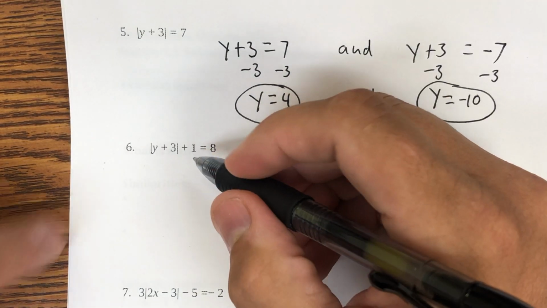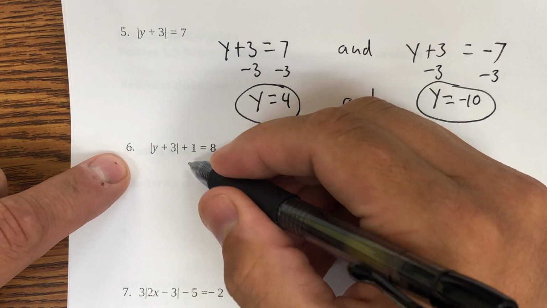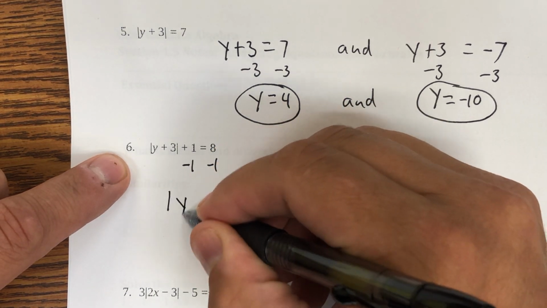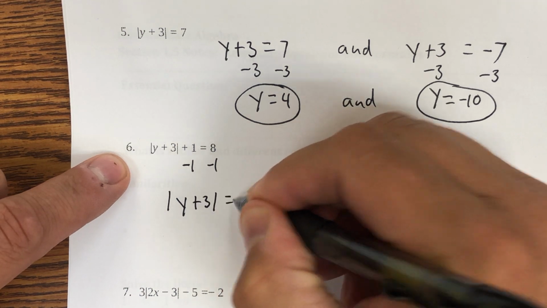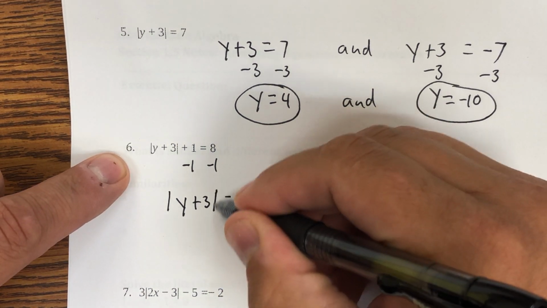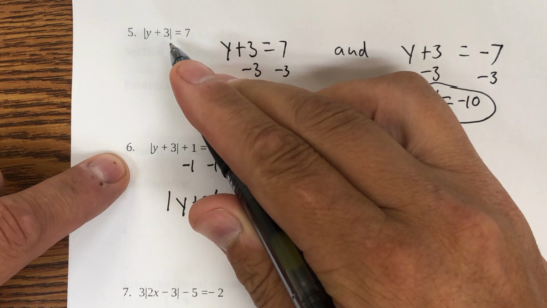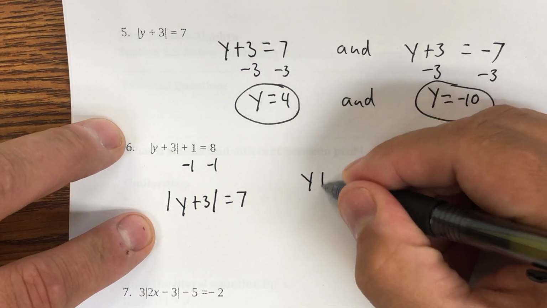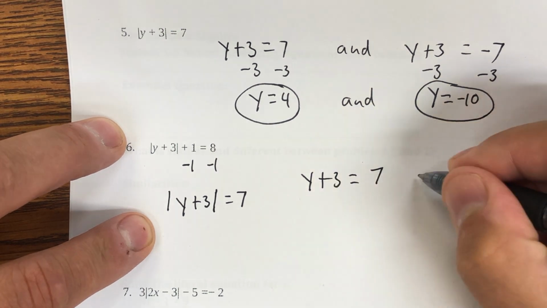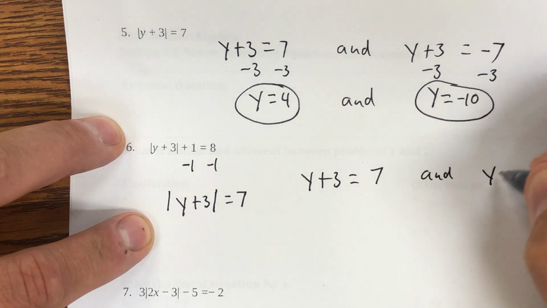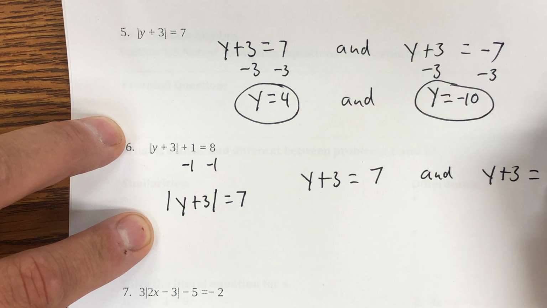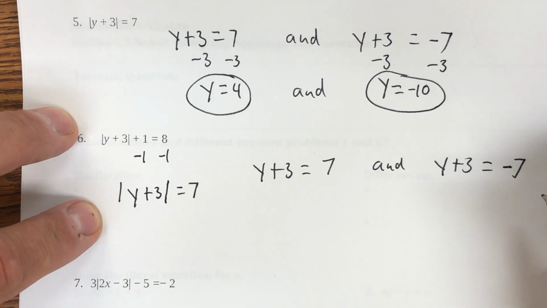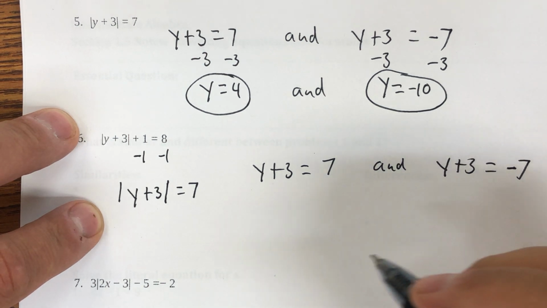First step, isolate the absolute value. So, need to subtract 1, subtract 1. Absolute value, y plus 3 is equal to 7. And this looks very similar to the other equation. That's because it is. Set up both cases. y plus 3 equals 7, and y plus 3 could also equal negative 7. Both the positive case and the negative case are now set up. Solve both equations.